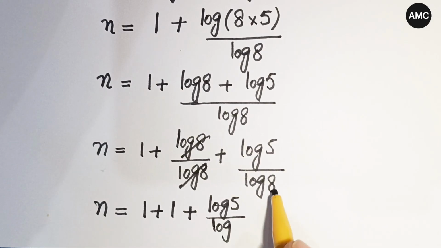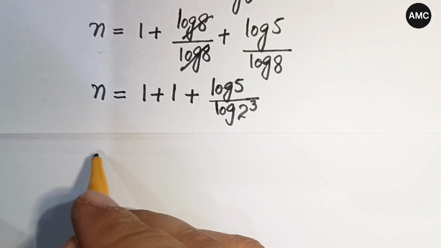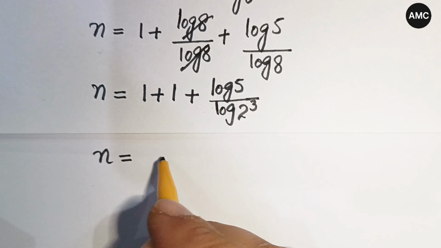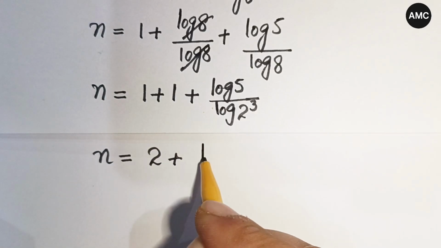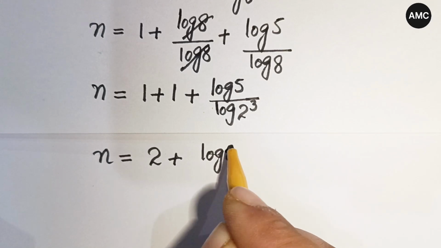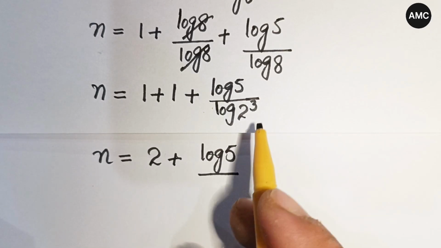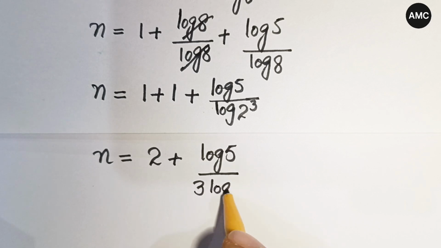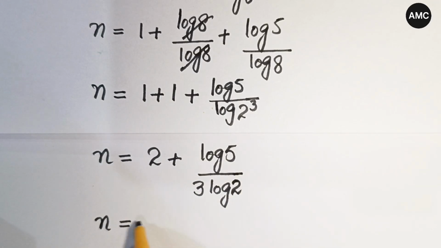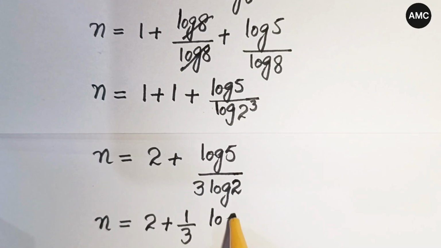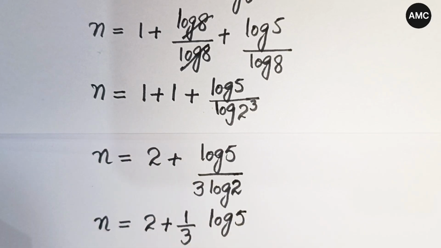Now this 8 can be written as 2 cubed, which is equal to 8. Our next step will be, now n is equal to 1 plus 1 is 2 plus log 5 over, applying the logarithm law here, we get 3 log 2, shifting this 3 here. Now n is equal to 2 plus 1 over 3 times log 5 over log 2.